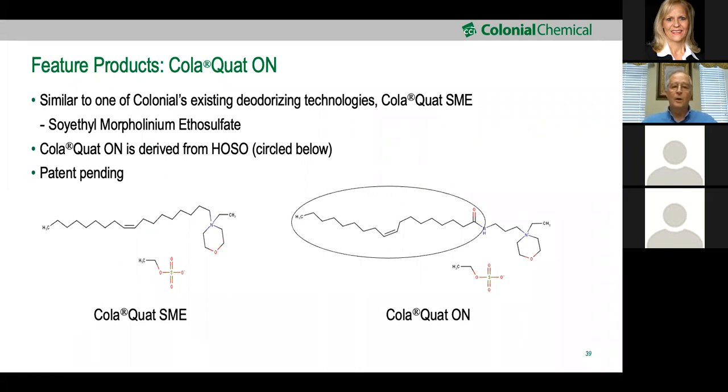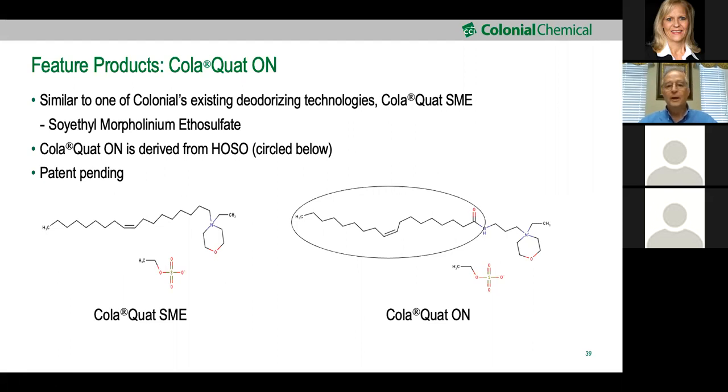And this is our Coliquat ON. It's similar to one of Colonial's existing offerings, which is Coliquat SMA that you see on the left. And that's soy ethyl morpholinium ethosulfate. And you can see if you look at the two molecules side by side, they're very similar. The oval area shows you the part of the Coliquat ON that was derived from HOSO. And so they're very similar, and you would expect them to have very similar properties. This material is patent pending.